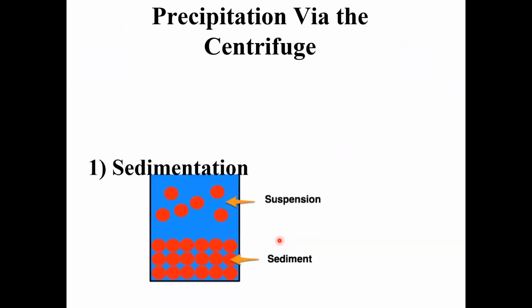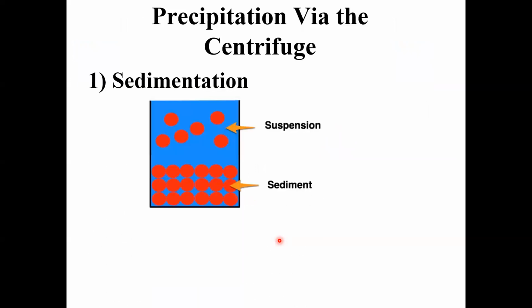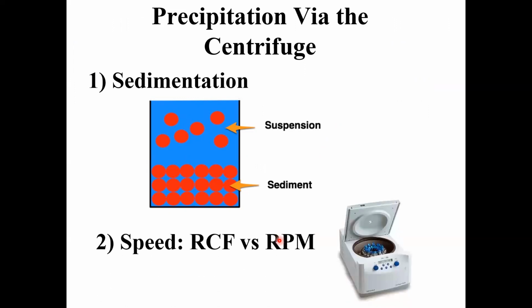Now, precipitation via the centrifuge, there are two main ideas that explain the centrifuge. The first one is sedimentation, which we touched on a little bit earlier. And then the second point is the speed of the centrifuge, which can be measured in RCF or RPM. So let us dig deeper here.